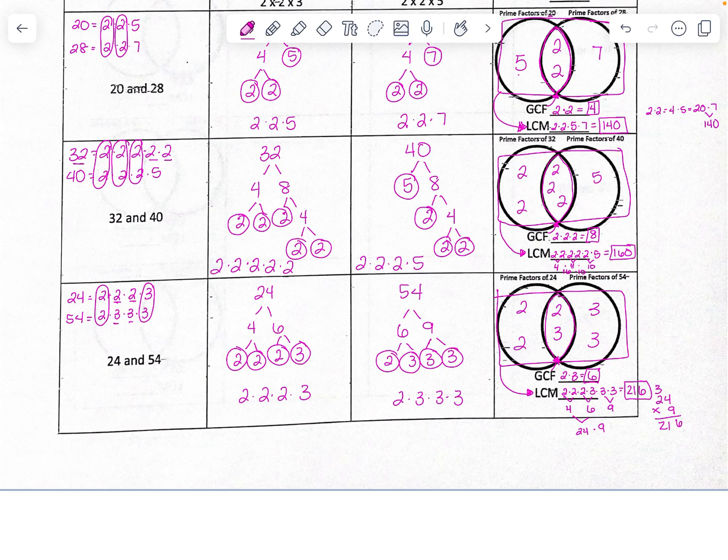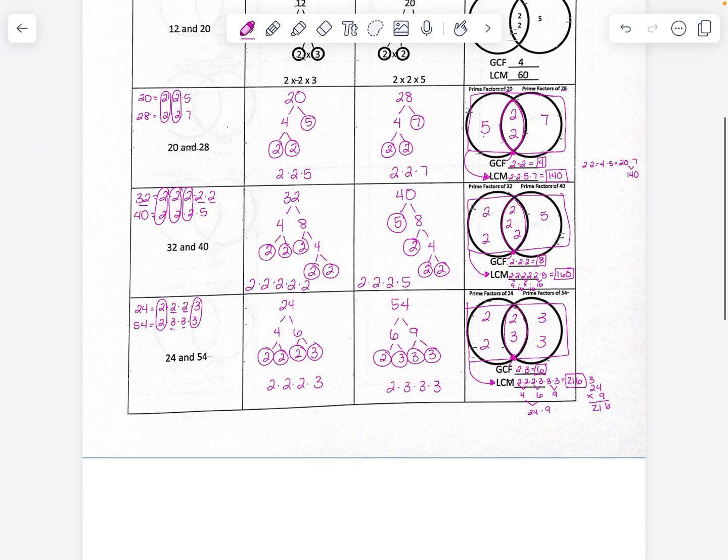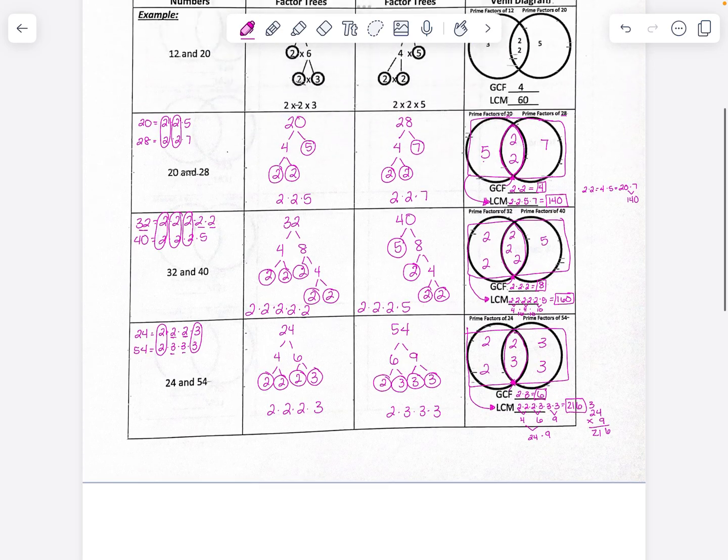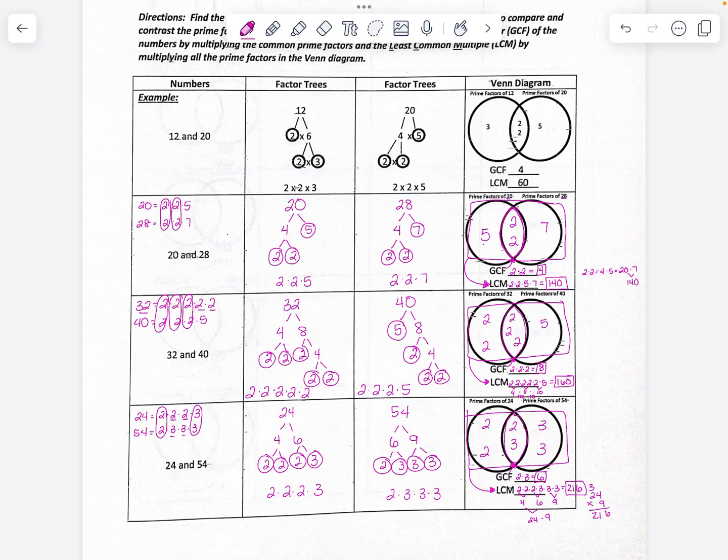I want you to continue this strategy with the questions on the back side of this paper and turn in when you are finished.